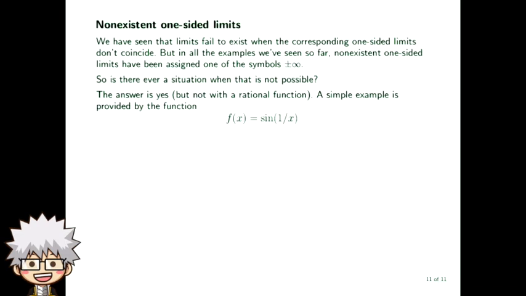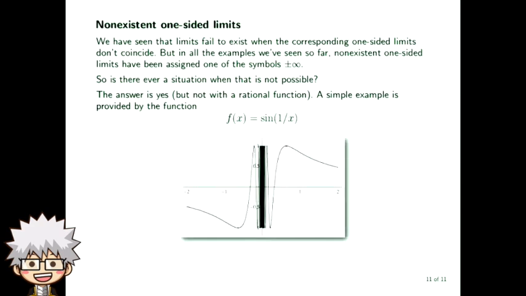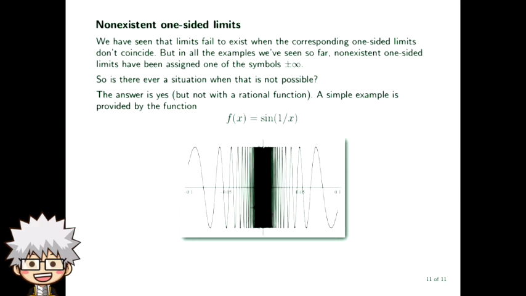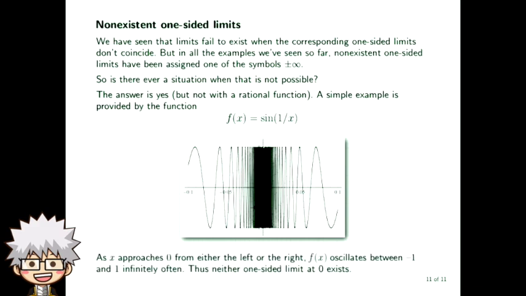A simple example is provided by the function f(x) = sin(1/x). Here's what the graph of f looks like. Notice the strange behavior near x = 0. If we zoom in and look at the graph on a smaller interval, we see something similar. In fact, no matter how small the interval is on which we look, the graph is going to look essentially like this. As x approaches 0 from either the left or the right, f(x) oscillates between -1 and 1 infinitely often, thus neither one-sided limit at 0 can exist. Moreover, since the function values are bounded between -1 and 1, it makes no sense to say that either of the one-sided limits is plus or minus infinity.